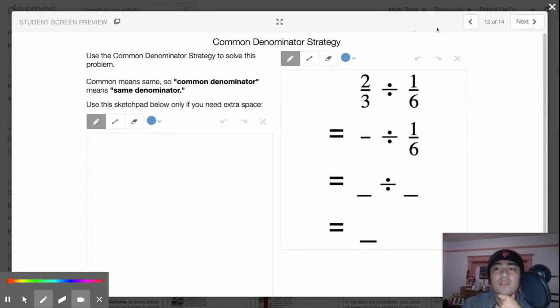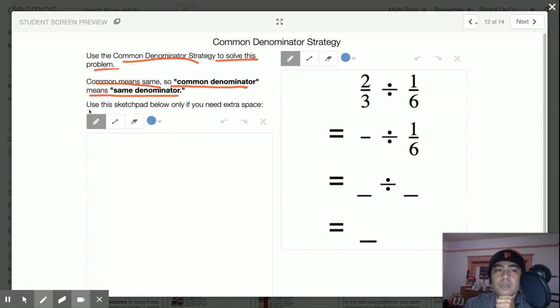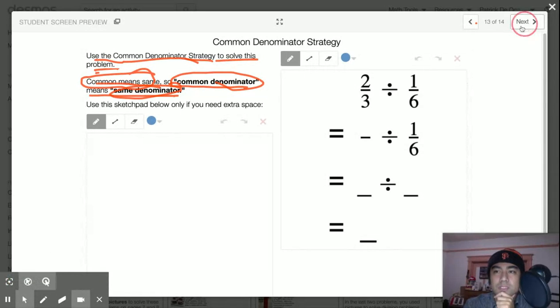All right, for number 12, page 12 is similar to the last page, okay? Again, use the common denominator strategy to solve this problem. Common means the same, so common denominator means same denominator. Use the sketch pad below only if you need extra space. I won't go through this one because it's similar to the last one. So good luck with this one.